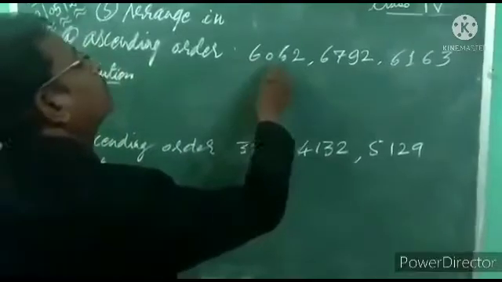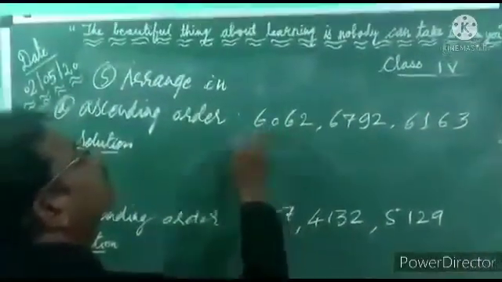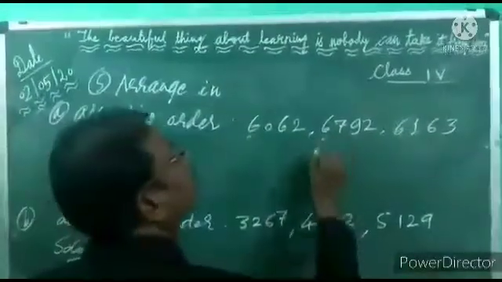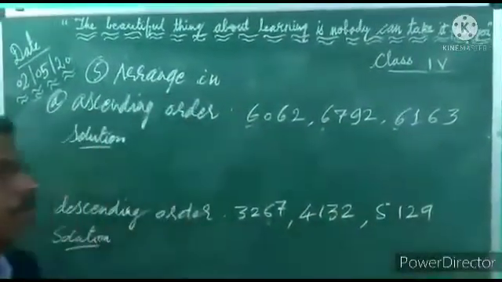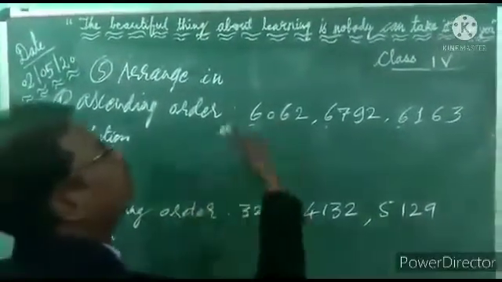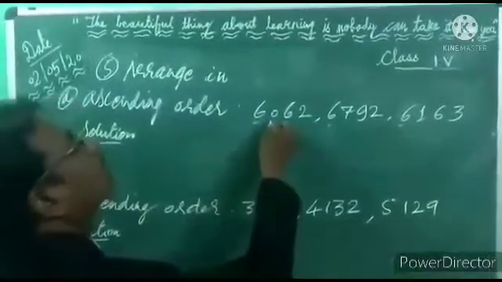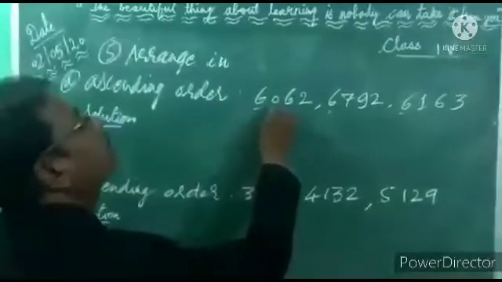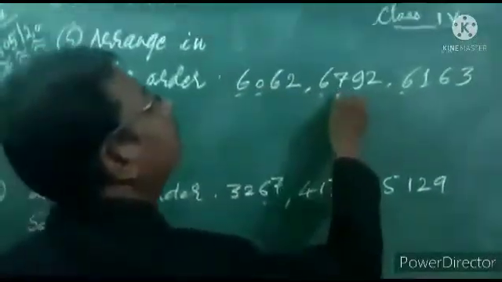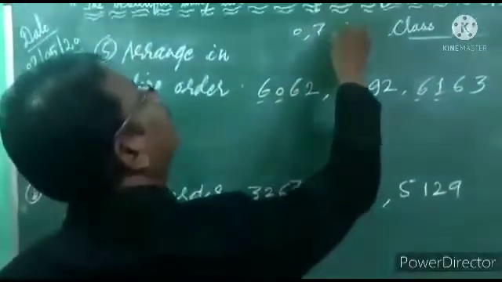Now look at the thousands place. Here there is 6. Here also in the thousands place 6. Here also 6. In all 3 numbers the thousands place is the same, so leave that and compare. Before thousands, we get the hundreds place. So look at the hundreds place. Here 0, here 7, and here 1. Now 0, 7 and 1.